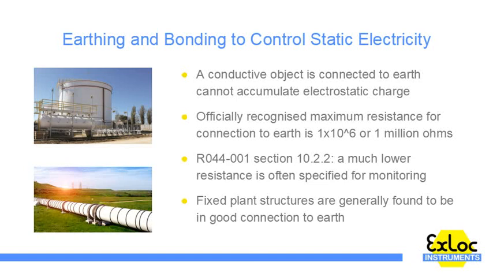What is most important, however, is that all connections are reliable, permanent, and not subject to deterioration. Fixed plant structures such as tanks, reactor vessels, and pipes are generally found to be in good connection to earth, and if this is the case, there is little risk of their connections deteriorating to above 10⁶ ohms. If plant items are not in connection to the main earth structure, for example those on flexible mountings or load cells, specific earth connections may be required.